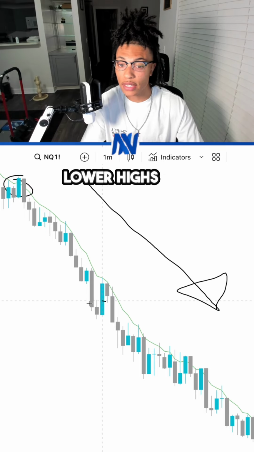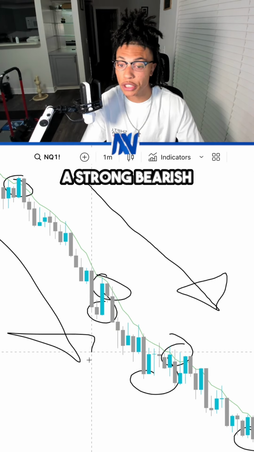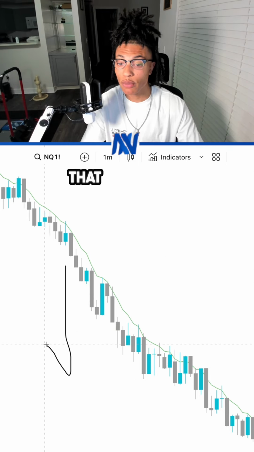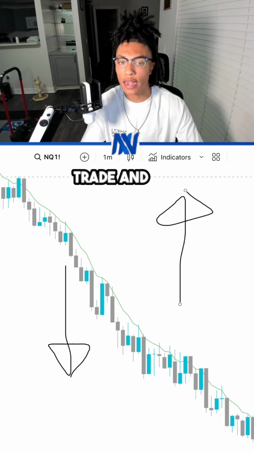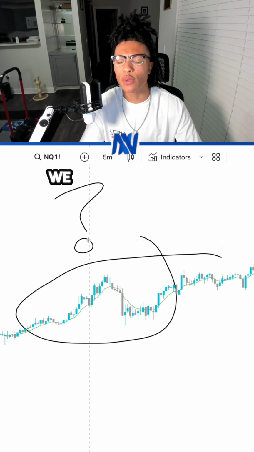As we can see, lower highs and lower lows are being formed under this 8 EMA, which signals a strong bearish trend going to the downside. And since we see that, we will be targeting a bearish trade and not trying to fight the trend. Now, with using this indicator, you may be wondering, how exactly do we get into a trade?